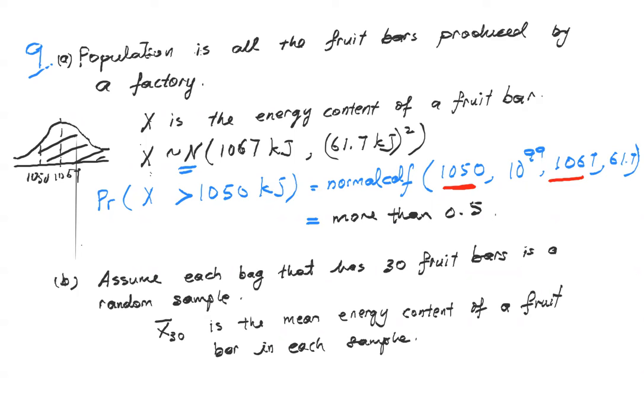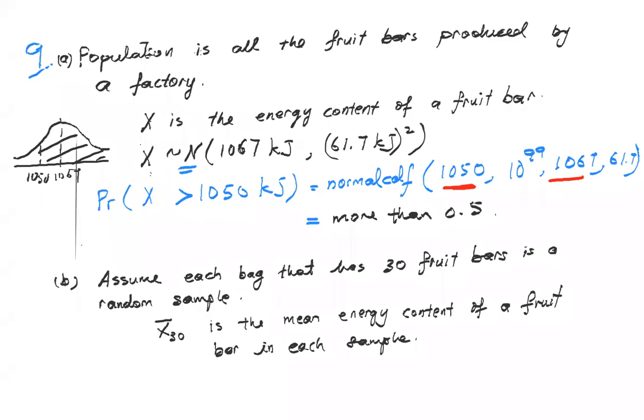Okay, so this one you can get from the calculator. I'm not going to check the answer; you check the answer by yourself. Now you see for part B, I write it like that. Assume each bag. Every time they sell fruit bars, you see when you go to the supermarket. So all this can be your idea of doing your folio.